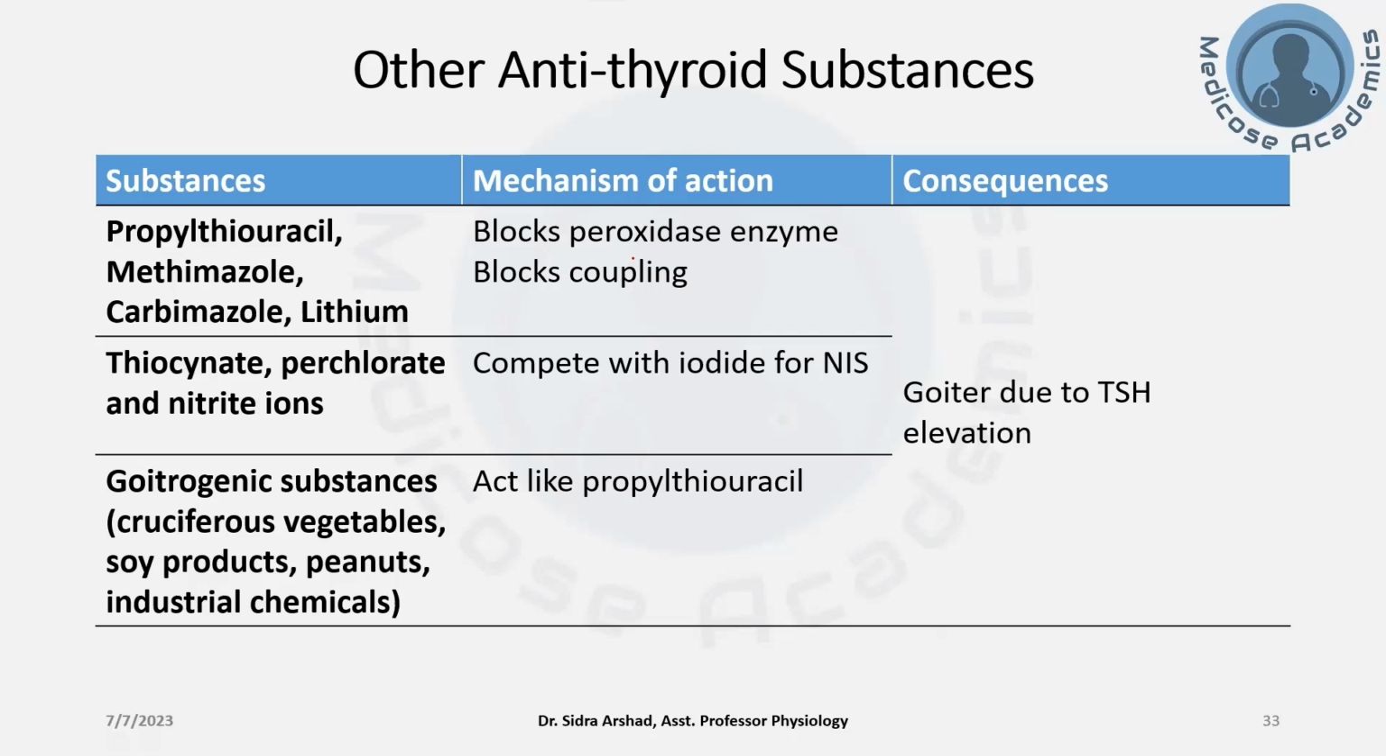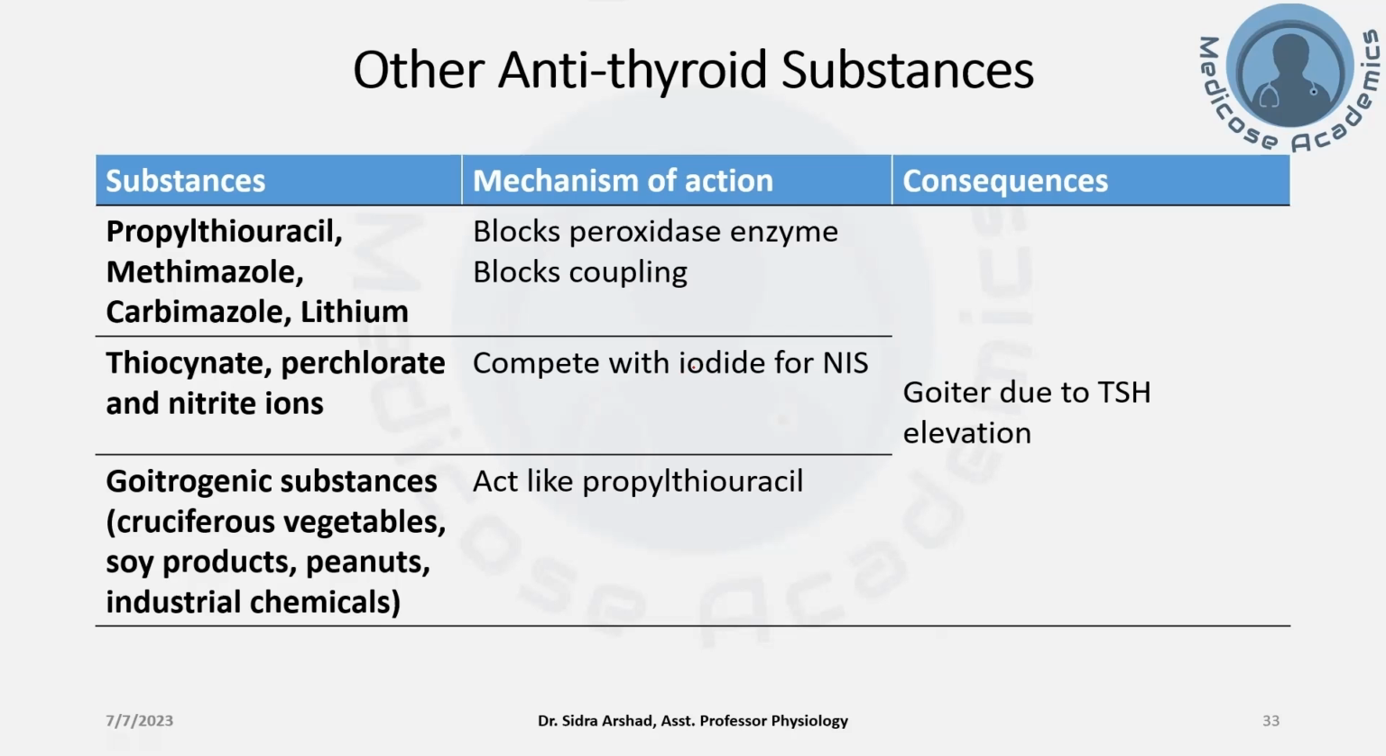As a consequence, there is decreased biosynthesis of T3 and T4. When T3 and T4 are decreased, the release of TSH is stimulated, and this TSH can cause goiter. So these drugs can cause goiter. Then there are certain other ions: thiocyanate, perchlorate, and nitrite ions. Their mechanism of action is that they compete with iodide for the sodium iodide symporter. If they are competing for that, it is going to cause lesser movement of iodide ions into the follicular cell, which is going to decrease the biosynthesis of T3 and T4.